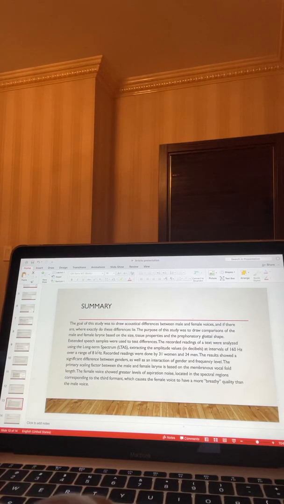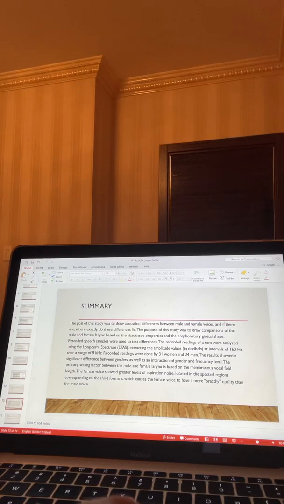So in summary, the goal of the study was to draw acoustical differences between male and female voices. And if there are, where exactly do these differences lie? The purpose of the study was to draw comparisons of the male and female larynx based on the size, tissue properties, and the prephonatory glottal shape.